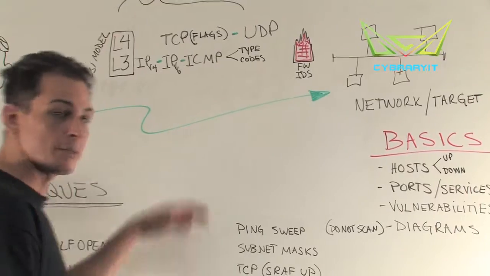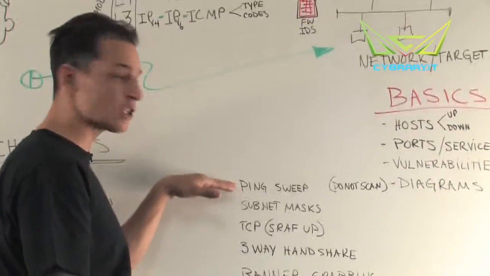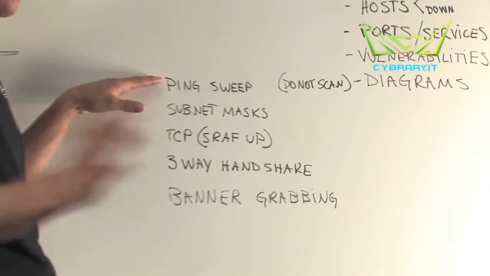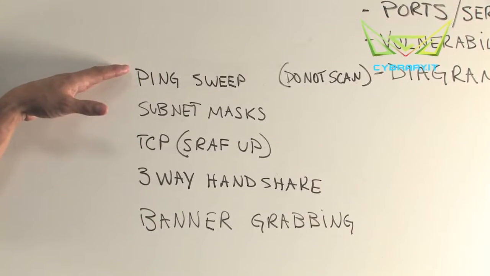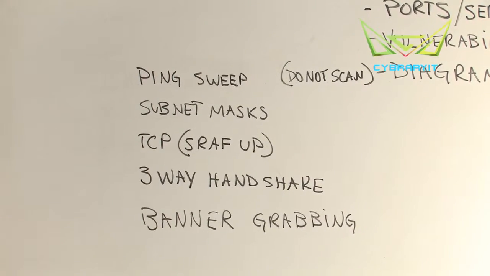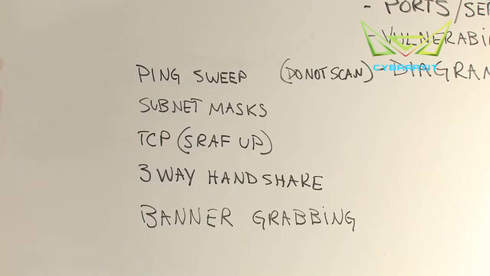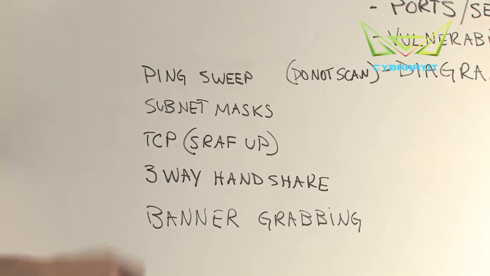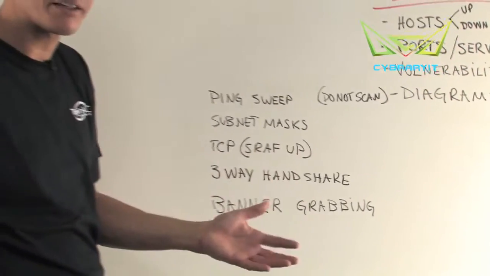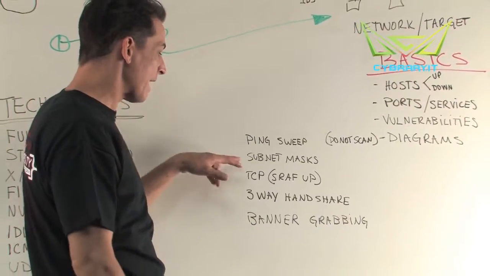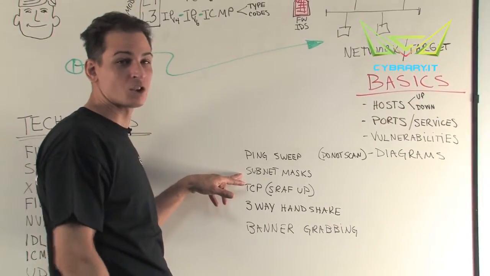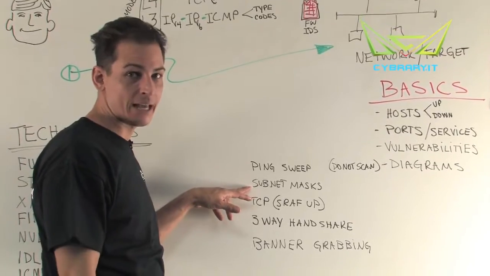Okay? Some of the basic techniques that we're going to use is ping sweep. This is where we grab a whole network block or a range of IP addresses, and it's just like walking down the street and knocking on everybody's door. Are you home? Are you home? Seems a little bit repetitive, but basically that's what you're looking for. Okay? And you can use the subnet mask or CIDR notation to facilitate that.